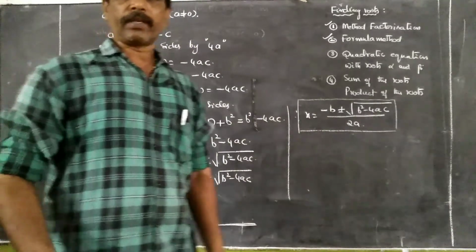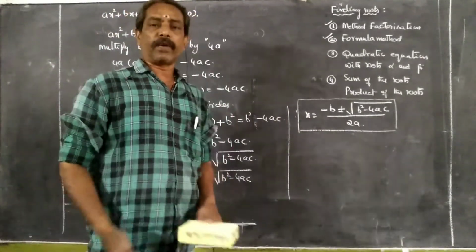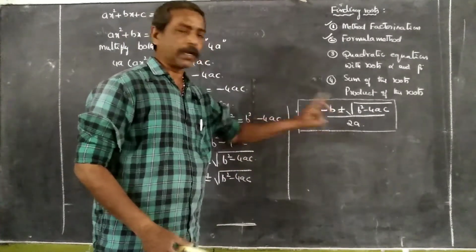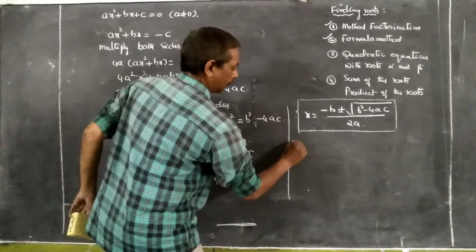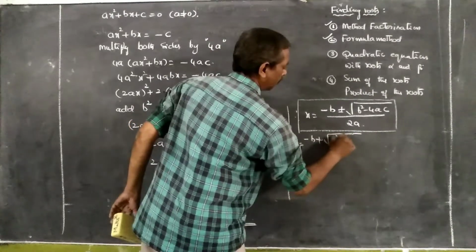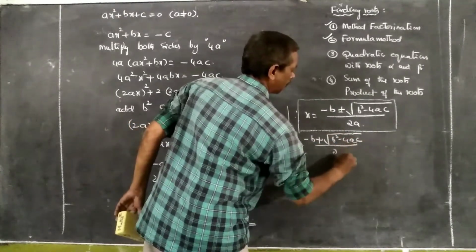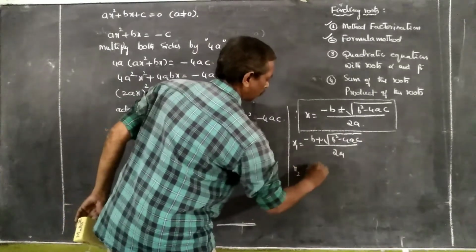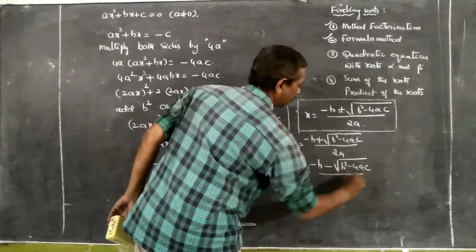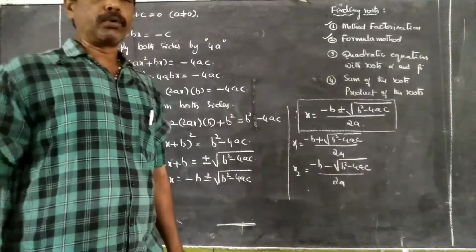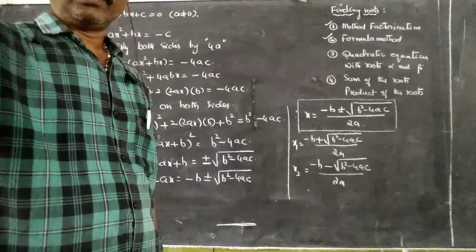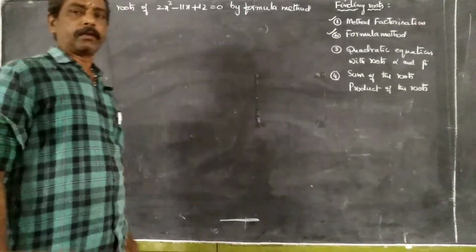Since every quadratic equation has at most 2 roots, here plus or minus, so we can divide into 2 roots. That means let x1 equals minus b plus root b square minus 4ac by 2a, and x2 equals minus b minus root b square minus 4ac by 2a are the 2 roots of the quadratic equation ax square plus bx plus c equals 0. Okay.